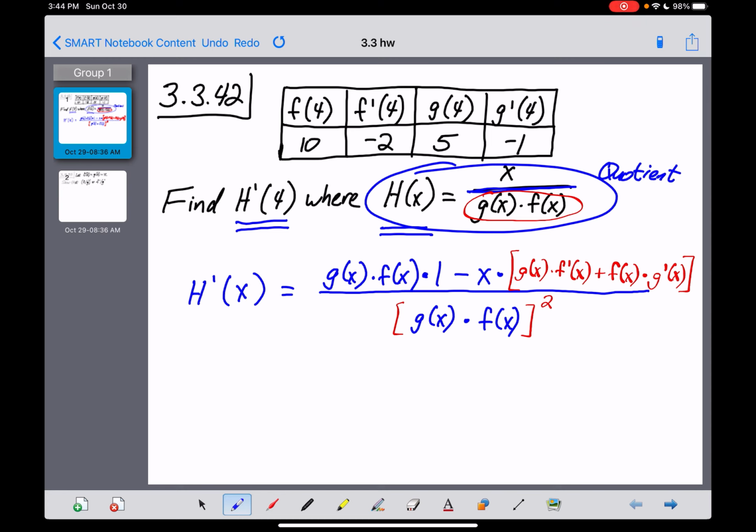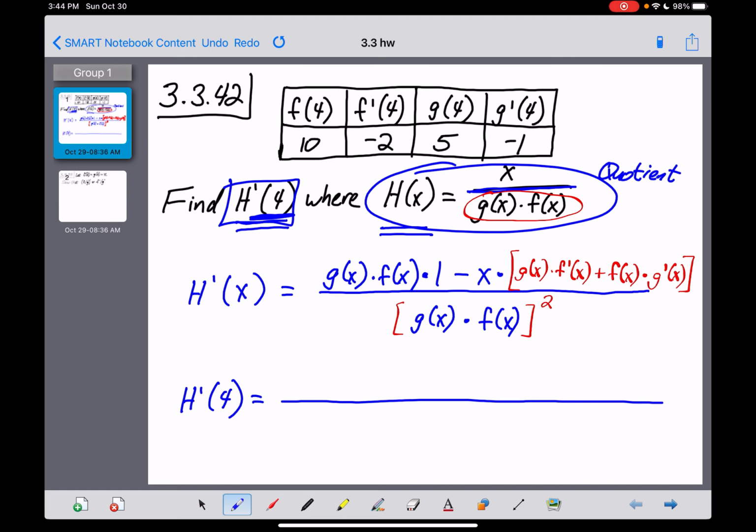They're not asking us to find the general derivative. They want us to find a specific value of the derivative here, h prime of 4. And that means that everywhere there was an x in this entire expression, we can take it out and replace it with a 4.